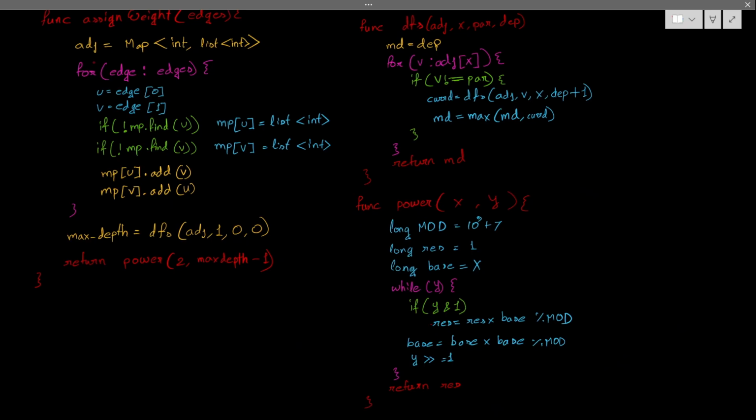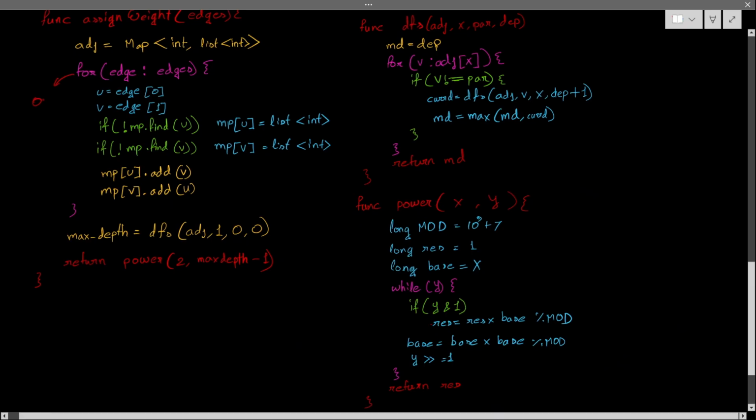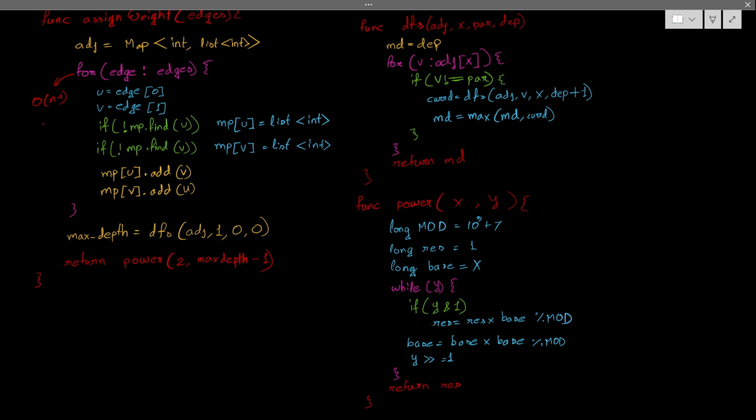For the adjacency list, this is big O of n minus 1, because n minus 1 edges are there, so it is big O of n. I'm considering that in the map, accessing one element is big O of 1. It could be big O of n as well, or instead of a map you can use a list of lists.